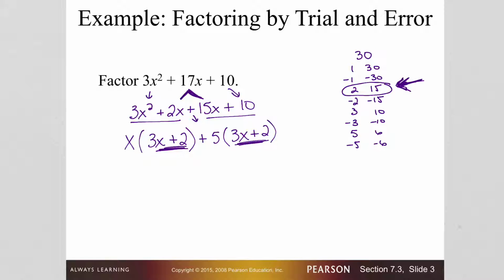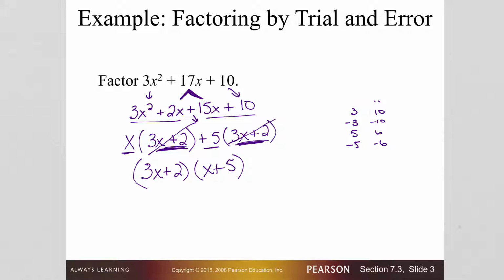So now we're going to factor out 3x plus 2 from both of those. So that got rid of that, and what are you left with? X plus 5. And so now that's completely factored. Now, let me show you.